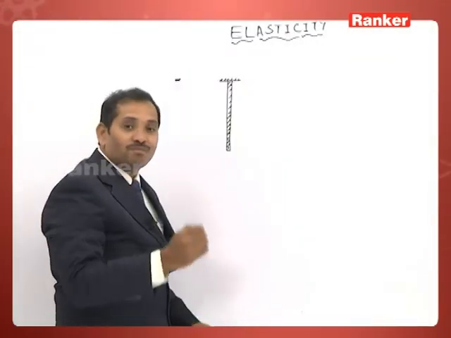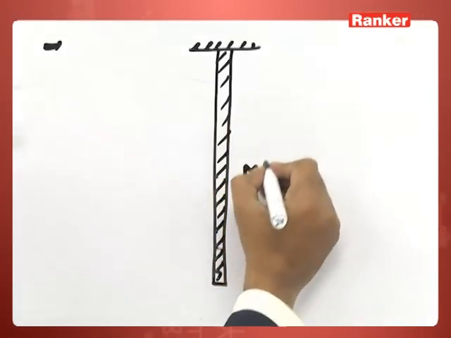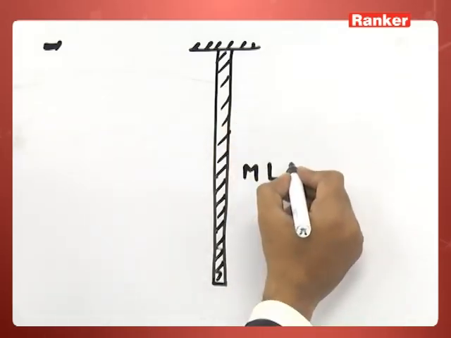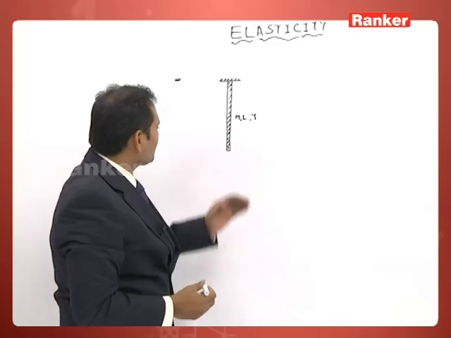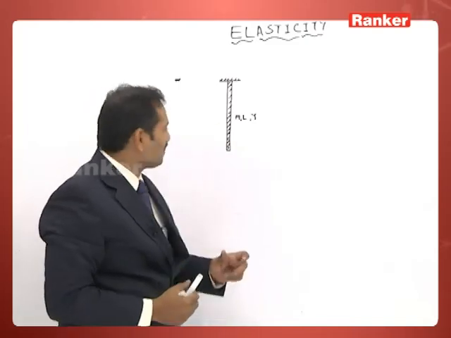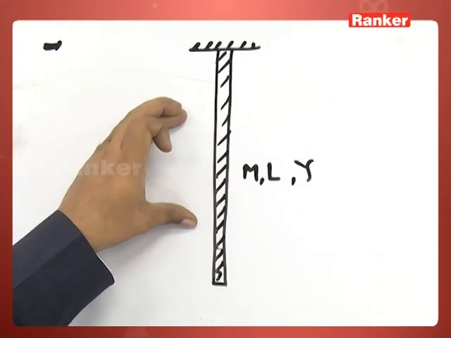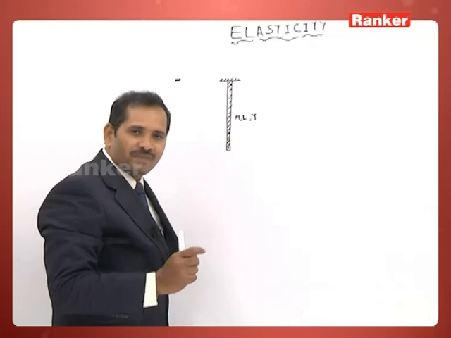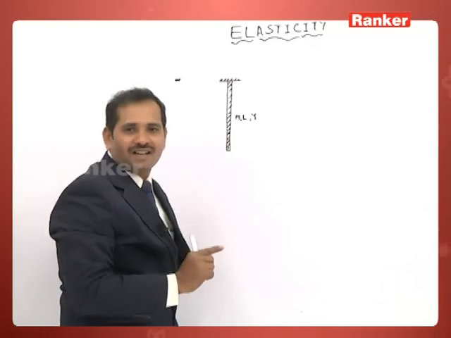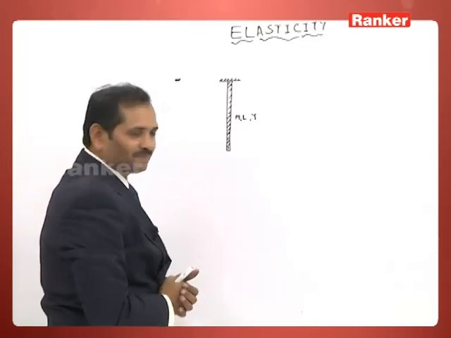Previously I told you about a massless wire. Now it has mass. The length is L and the Young's modulus is Y. They can ask us like this: what is the extension produced in the wire because of its own weight? How do we do this problem?